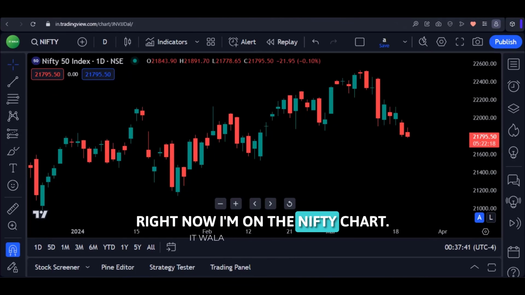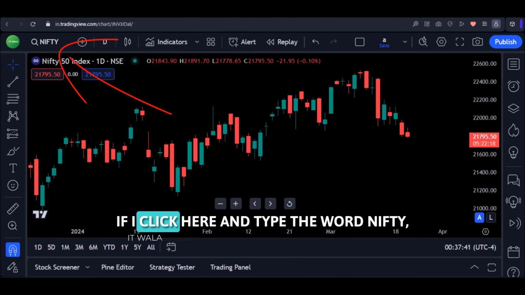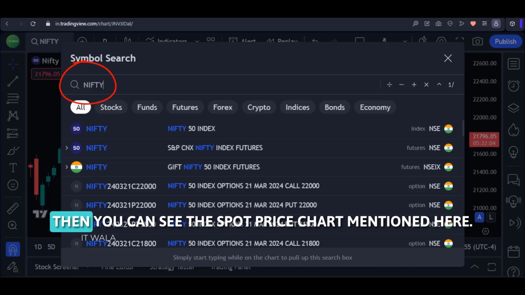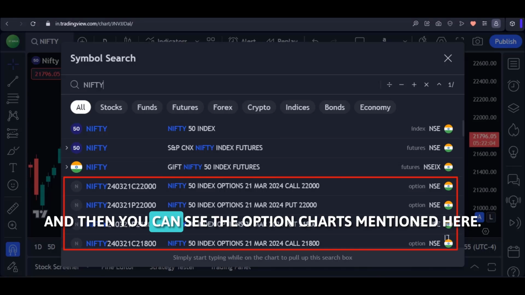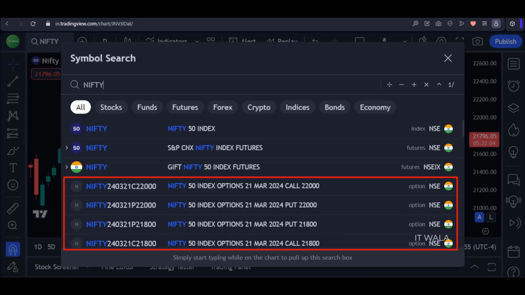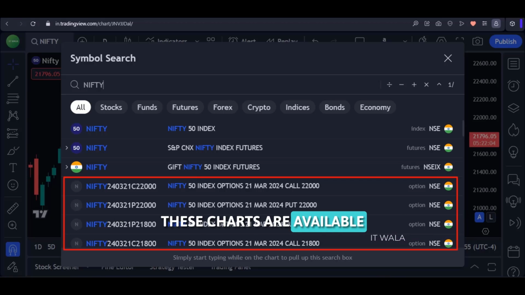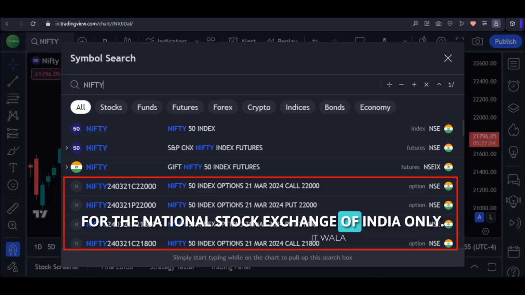Right now I'm on the Nifty chart. If I click here and type the word Nifty, then you can see the spot price chart mentioned here. Then, the futures chart is mentioned here. And then, you can see the option charts mentioned here. These charts are available for the National Stock Exchange of India only.